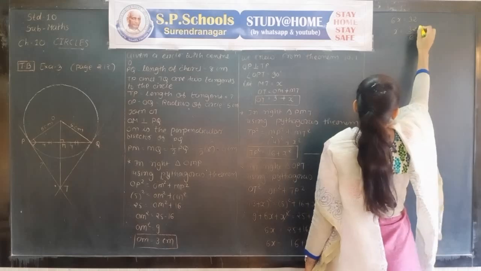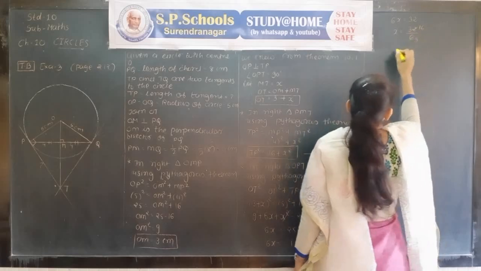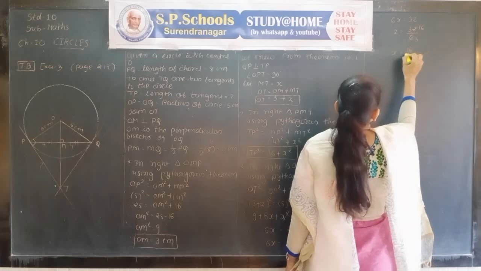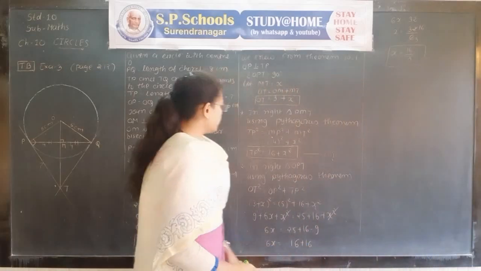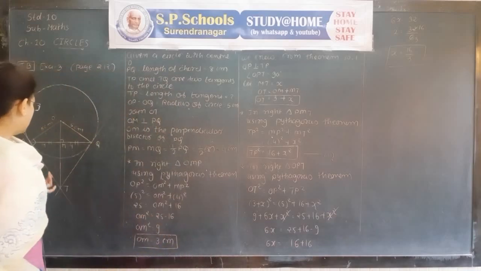By 2, cutting is possible. 2 16s are 32 and 2 3s are 6. X is equals to 16 upon 3. It is the value of x. What we need to find? We need to find length TP.